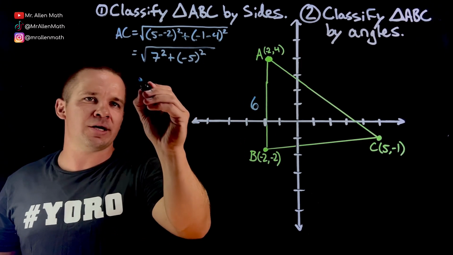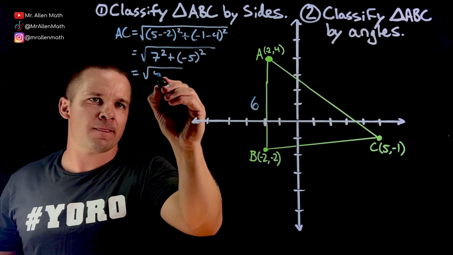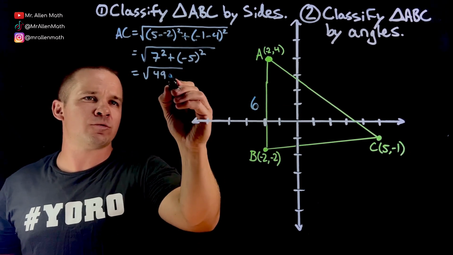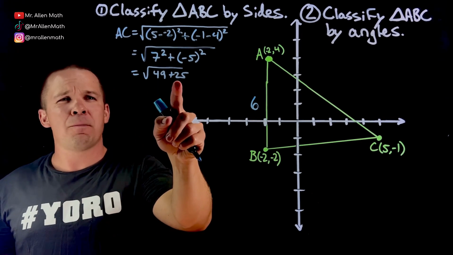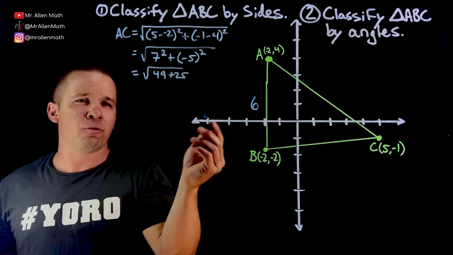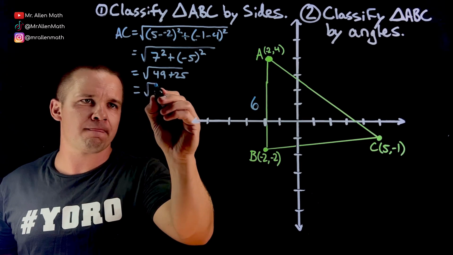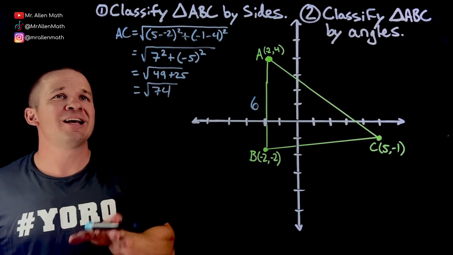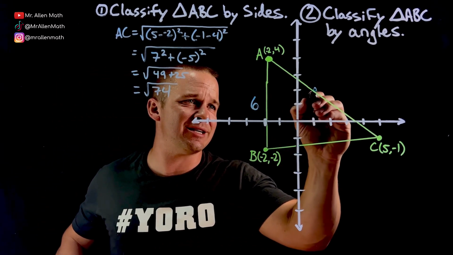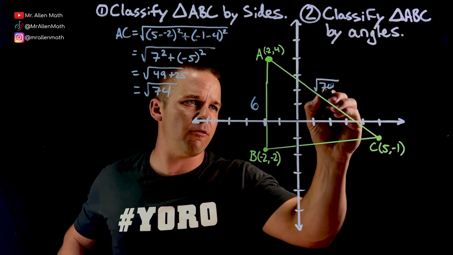So 7 squared is 49, and -5 squared is 25. Okay, so what's 49 plus 25? 40 plus 20, that's 60. Then we got 14, there's 74. Okay, so my square root of 74, that's AC. I'm just going to jot that down here. Square root of 74.